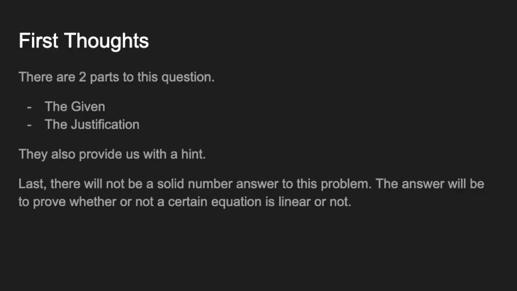My first thoughts when I see the question is that there are two parts to the question: the given section and the justification. However, they also provide us with a hint. The hint is pretty important because it basically tells us what we're supposed to solve for. At first, I was quite confused as to what the point of the question was, but the hint proves to us that there will not be a solid number answer to this problem. The answer will be to prove whether or not a certain equation is linear or not.